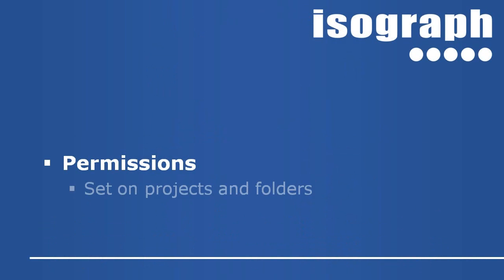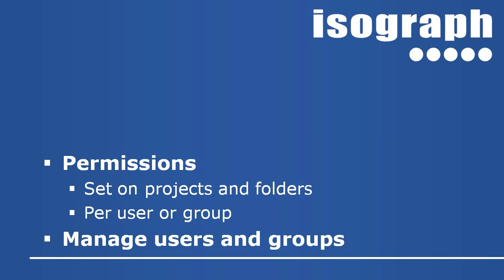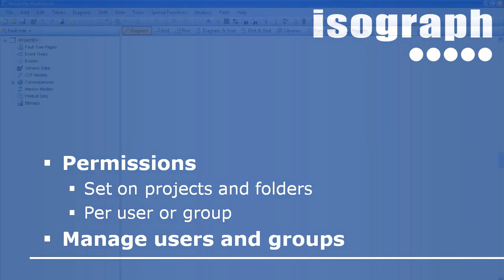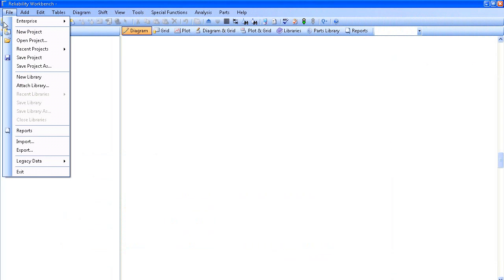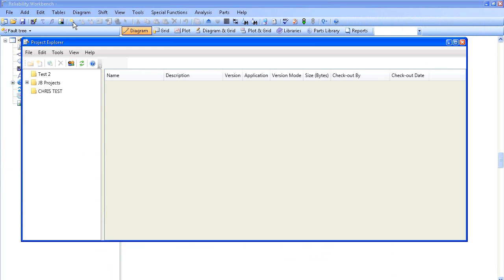The projects in the Enterprise System can be managed by an Enterprise administrator. Administrators can set the permissions on projects and folders. Permissions can be set per user or per group. Administrators are also in charge of creating these users and groups and setting their permissions. This way, an administrator can reserve access to certain projects or folders for some users.